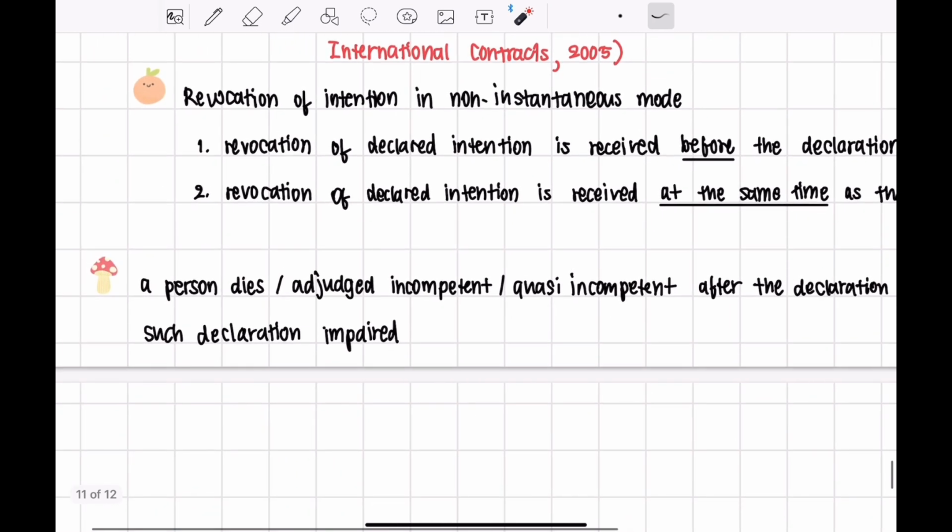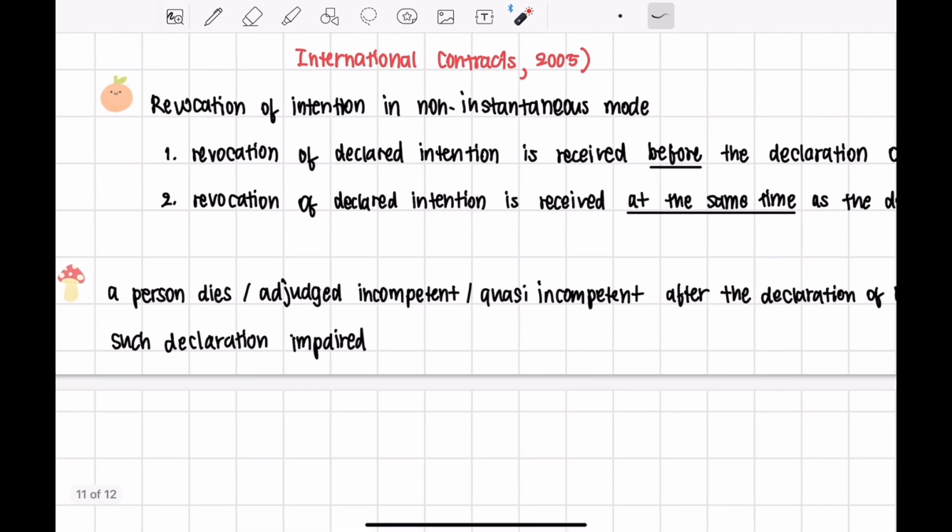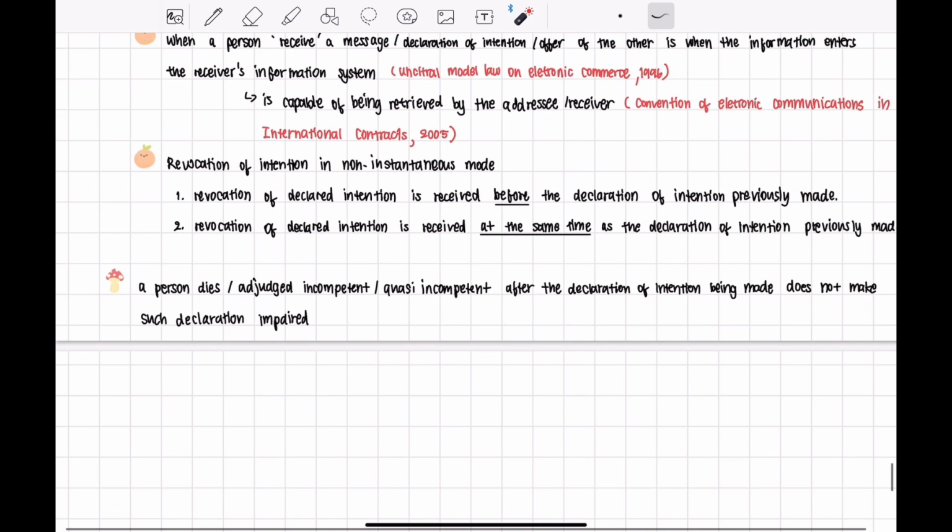And the law also adds that if a party dies or is adjudged incompetent or quasi-incompetent by the court after the declaration of intention is made, that does not make such declaration impaired or ineffective. So even though a party dies or becomes unable to do juristic acts anymore, the declaration of intention made before such condition is still effective as normal.